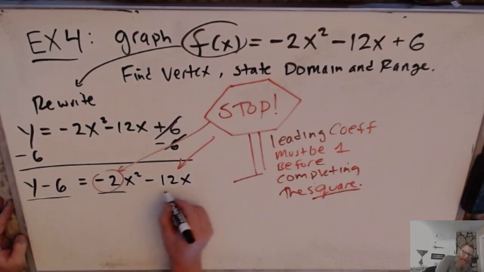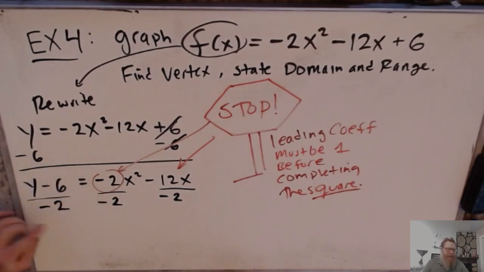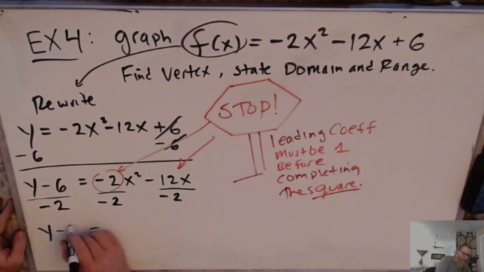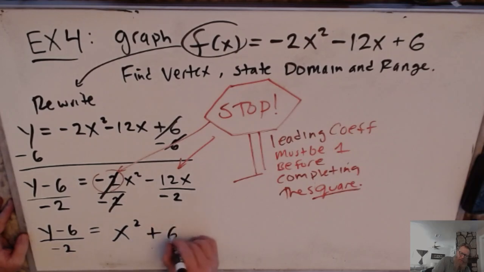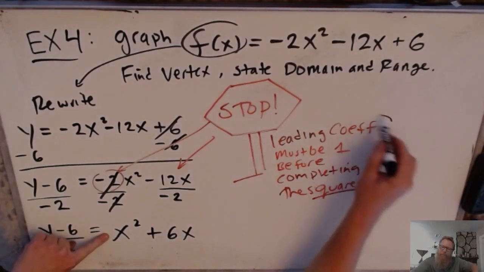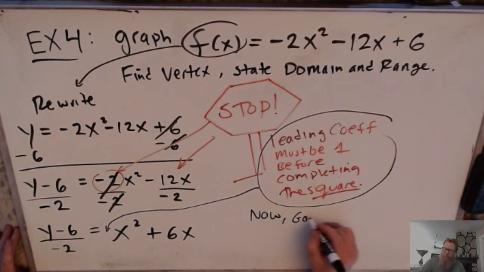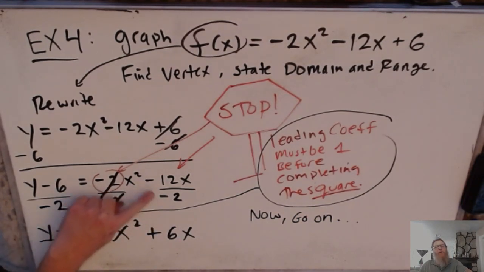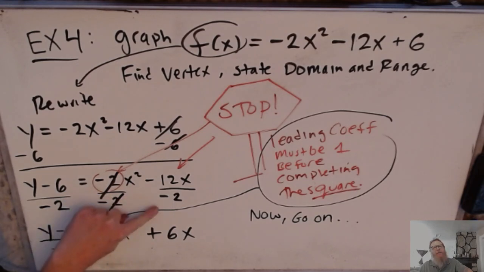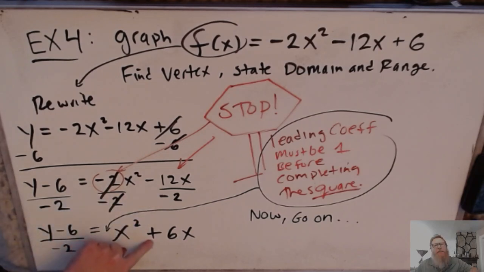We're going to divide everybody by -2. Whatever the leader is, you just divide them by it. And now the leading term is 1. So now you can go on. Do the same steps as last time. You might want to notice the middle term changed into positive because it was a negative divided by a negative. -12 divided by -2 was +6.